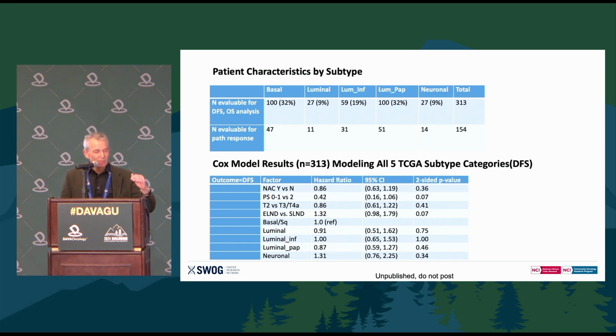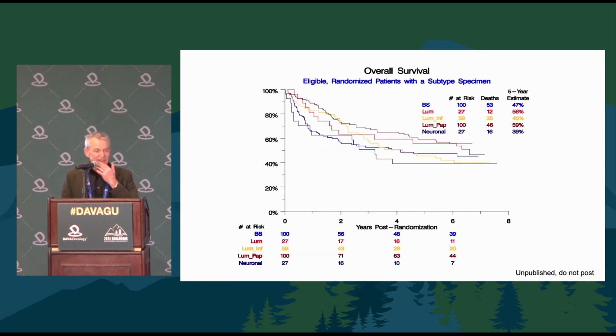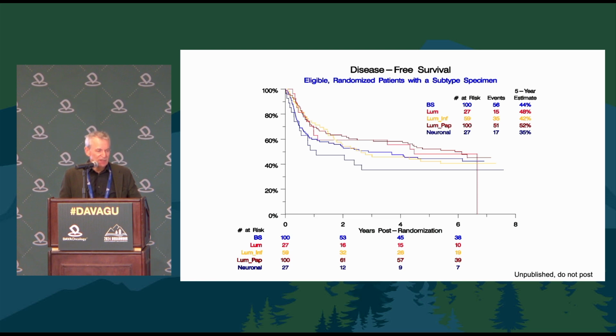So in the bottom table are all the pre-specified stratification factors and then the subtypes, and you'll notice that none of them are statistically significant, at least for the outcome of DFS. So these are the overall survival curves stratified by the 5 subtypes. I can tell you that these are not statistically significant differences looking at them overall, although kind of what you would expect, luminal papillary has a bit better prognosis than basal squamous and neuronal. Same story for disease-free survival.